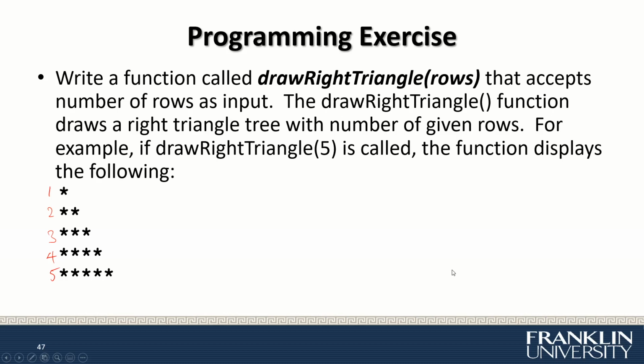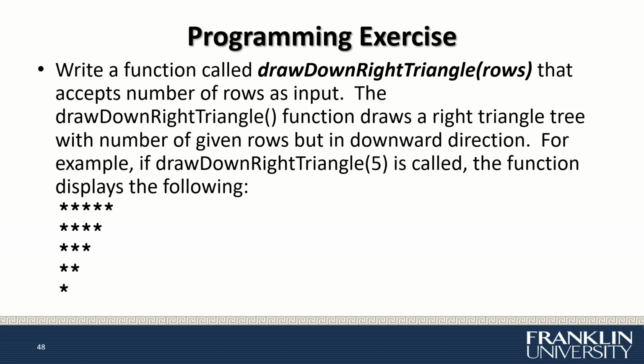The idea here is I can decompose the problem into functions, and I can use the same draw line function to draw something like this. In this case, this is 5, 4, 3, 2, 1. If I call draw down right triangle with 5, it's actually counting down, not counting up. I know how to draw a line. I know how to count up. Do you know how to count down?